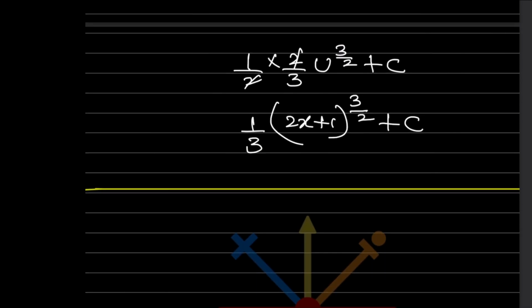So always see that whenever there is u, we have to substitute u at the start. So you have to put back at the end the value of whatever we have considered u as, and then conclude the answer.